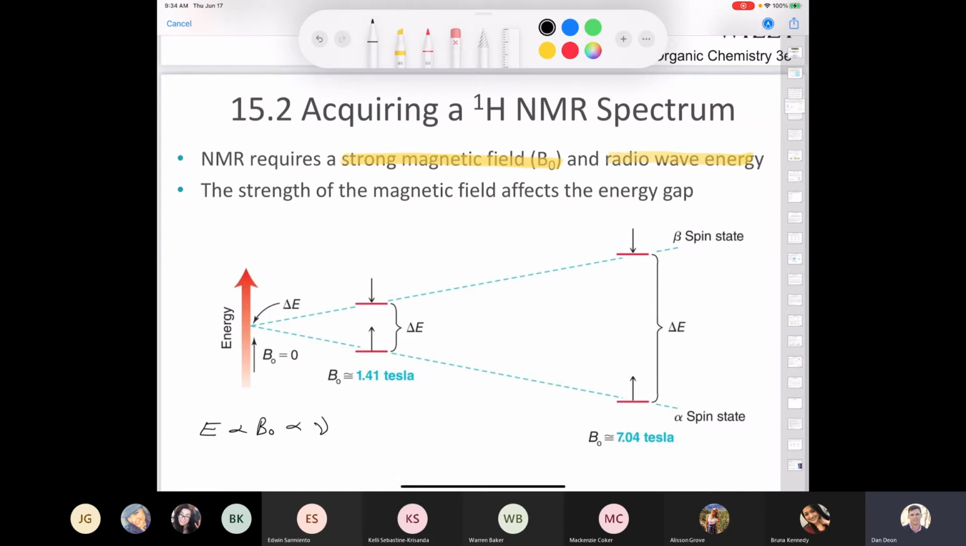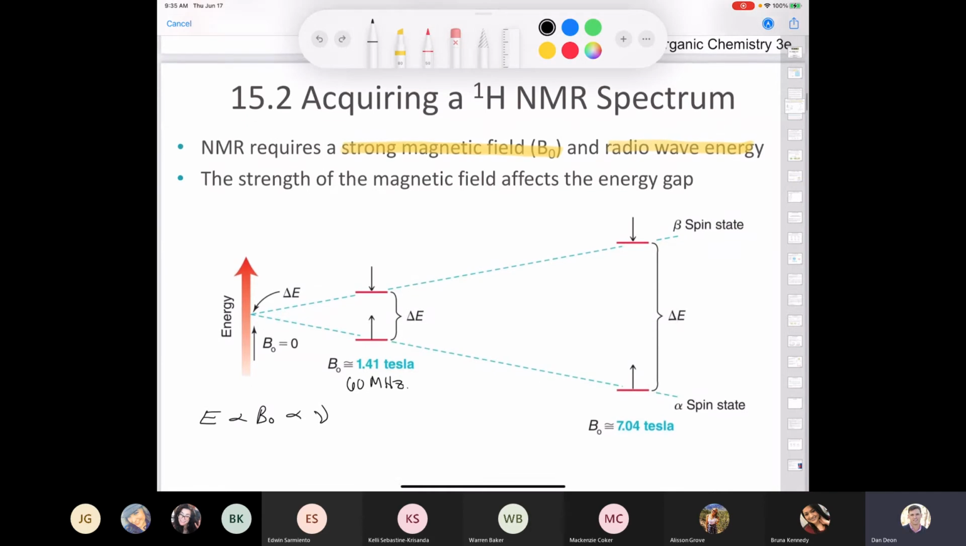And again, I'm not going to go into a lot of detail about that, but sometimes you'll hear me say higher frequency or lower frequency. So the operating frequency of a spectrometer that uses a magnetic field of around 1.41 Tesla is 60 megahertz, which means it's going to pulse or hit the sample with radio wave energy in that range, okay, 60 megahertz. And if you had 7.04 Tesla, that means the frequency of electromagnetic radiation you're going to subject the sample to is going to be higher. It's going to be around 300 megahertz, okay?